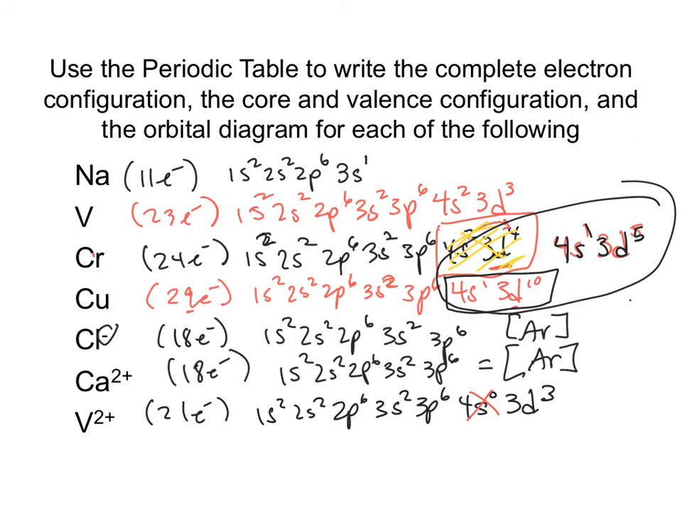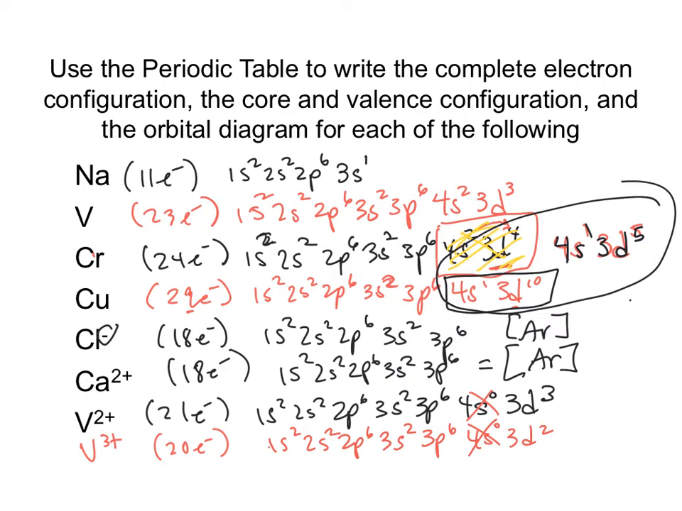Then the question is, what happens if you have vanadium 3+ with 20 electrons? So the question again is, are the 3 electrons going to come out of the 3d3, or are 2 of them going to come out of the 4s and 1 come out of the 3d? The answer is the second one that I just described. So the configuration for this one is going to be 1s2, 2s2, 2p6, 3s2, 3p6, 4s0, and 3d2. And again, 4s0 oftentimes is not even listed there.